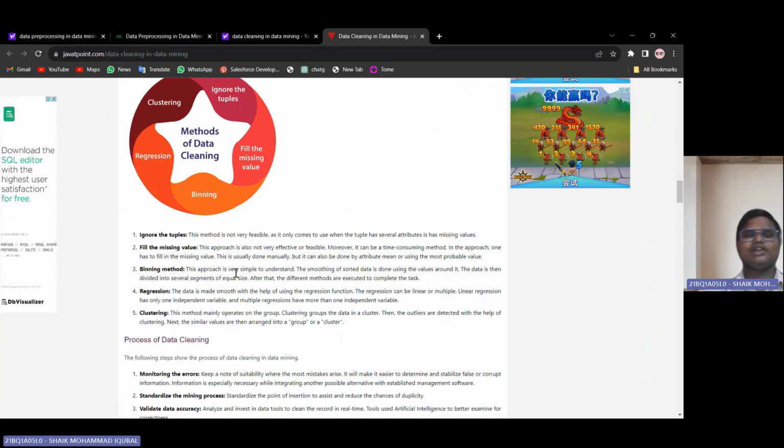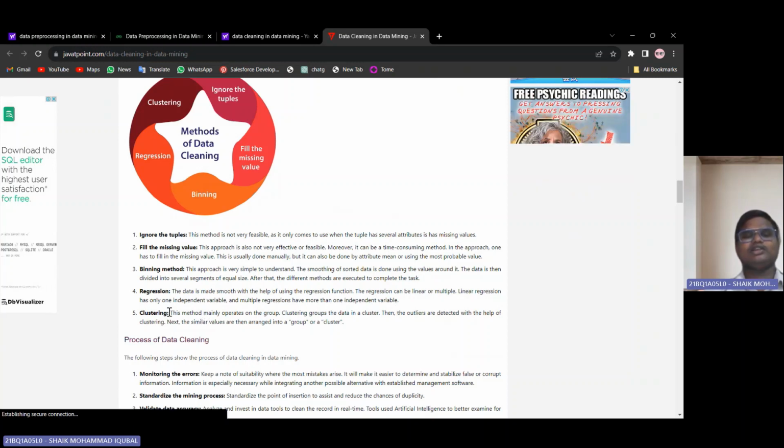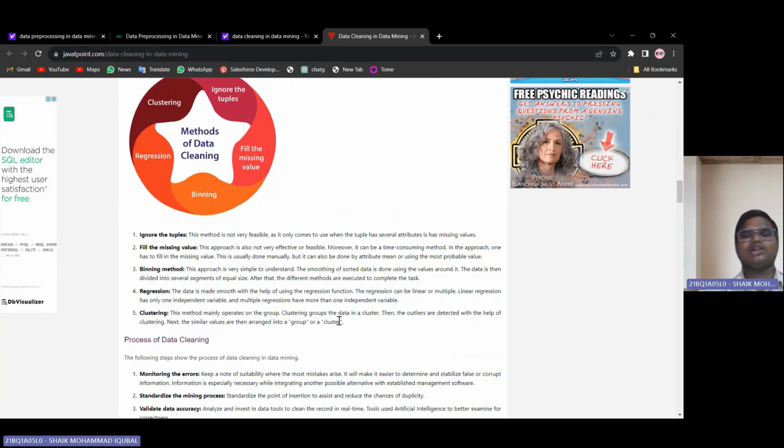Binning method. This approach is very simple to understand. The smoothing of the sorted data is done using the values around it. The data is then divided into several segments of equal size. After that, the different methods are executed to complete the task. Regression. The data is made smooth with the help of the regression function. The regression can be linear or multiple regression. Linear regression has only one independent variable, and multiple regression has more than one independent variable. Clustering. This method only operates on the group. Clustering groups the data in a cluster. Then the outliers are detected with the help of the clustering. Next, the similar values are arranged into a group or cluster.